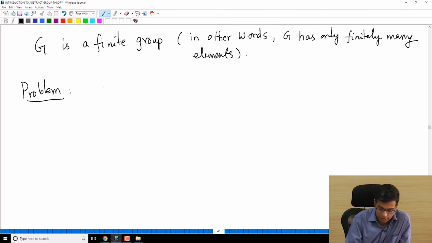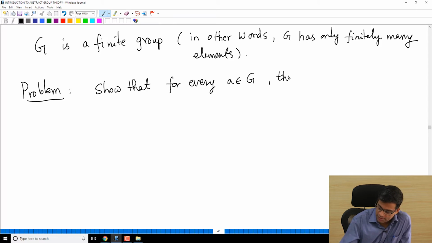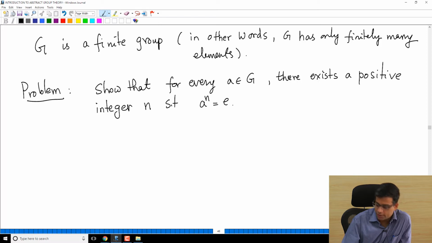I want to show that for every element of G there exists a positive integer n such that a power n is identity.